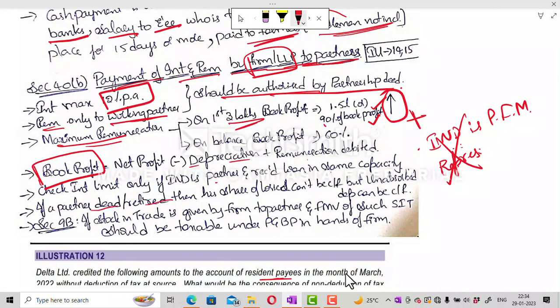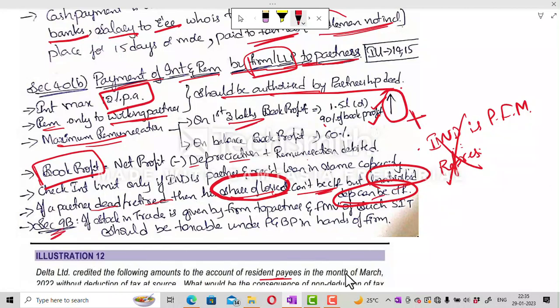If a partner has retired, then his share of losses cannot be carried forward. See, examine clearly here: losses cannot be carried forward, but unabsorbed depreciation can be carried forward. Don't confuse this. This is an important point which will come up a lot of times later. They cannot take the share of losses of a person who is not in the firm today, but they can take his unabsorbed depreciation.